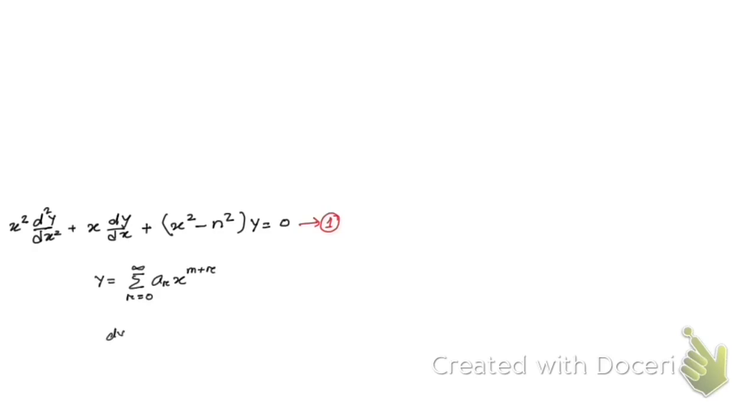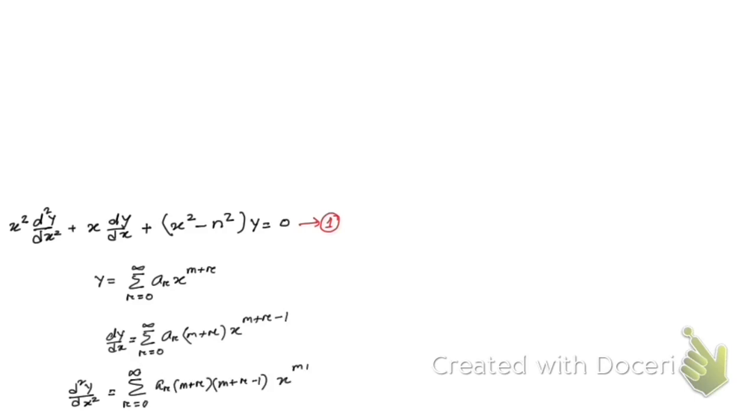This was the power series solution, and we have got dy by dx equal to this, and the second order derivative of y with respect to x is this. That's what we have got, right? Now you see, in equation number 1, what I have done is I have replaced this by this result. Hope you have understood this.